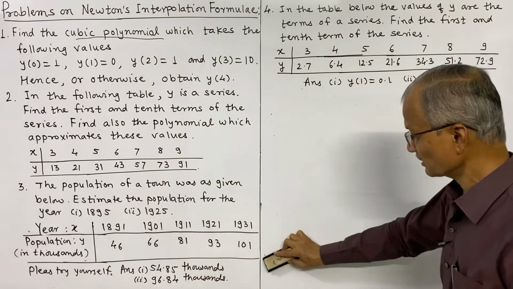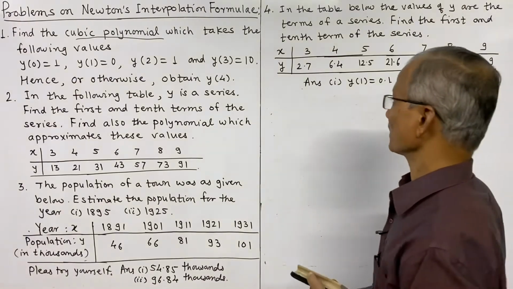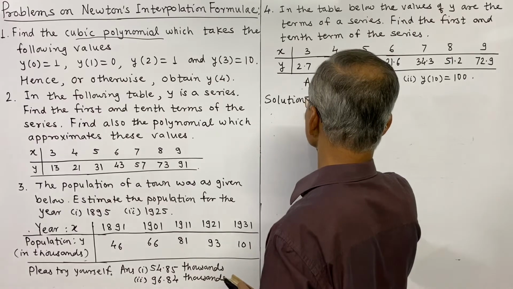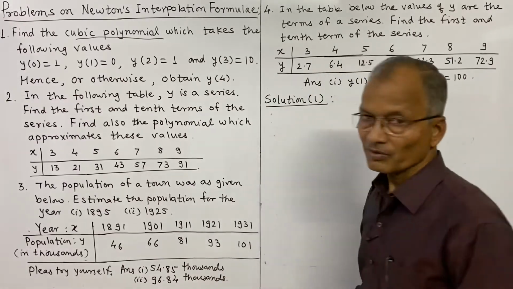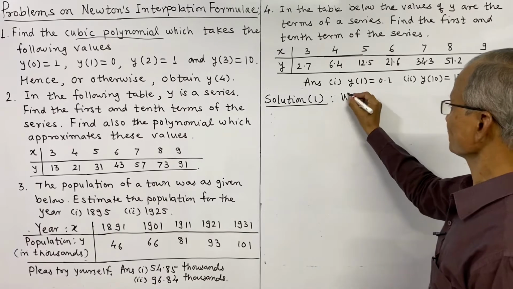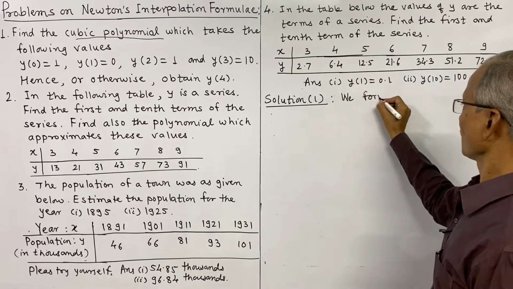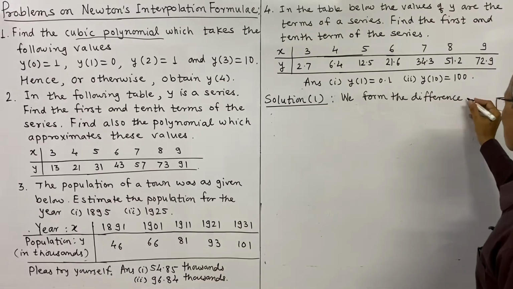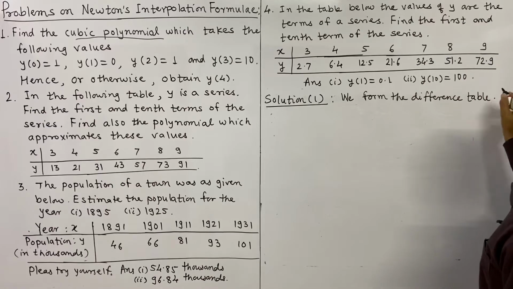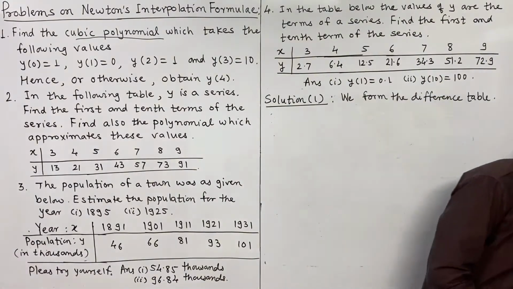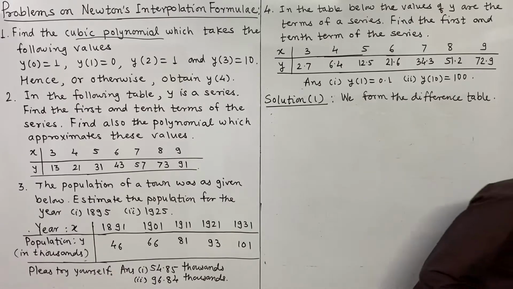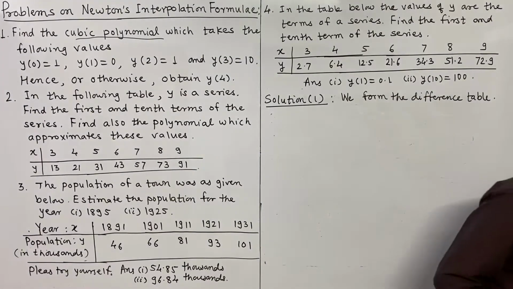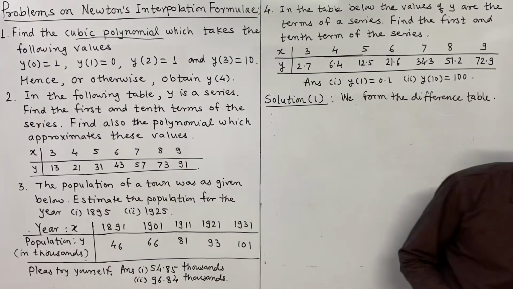Now first we shall consider the difference table. So, solution for the first problem. We form the difference table. And the difference table will be, of course, a forward difference table. Though we want to use the backward difference formula, the table will be a forward difference table, and we shall construct the table as we have seen earlier.